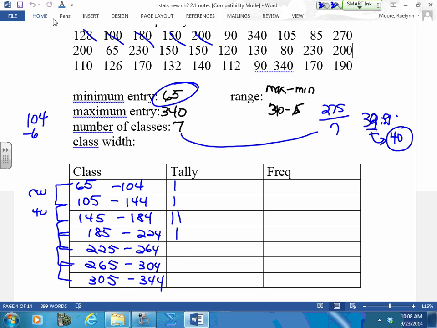104 minus 65, with me, it's 39 plus 1. 40, because this is what happens. If I have from 5 to 9, how many numbers are in between there? 5. 5, 6, 7, 8, 9. So the rule is, when you subtract, then you have to add 1. So rather than you add the 40 here, just take the one that comes right before this, and that's the easiest way to start.